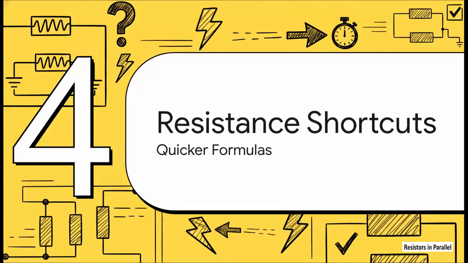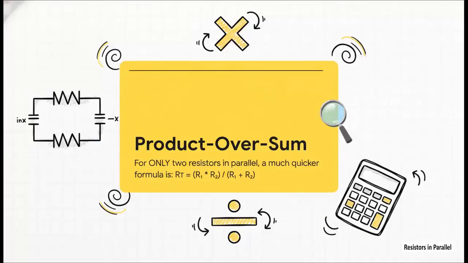But let's be real, it can be a little slow. Thankfully, there are a couple of awesome shortcuts for really common situations that are going to save you a ton of time. When you've only got 2 resistors in parallel, you can use this super slick formula called product over sum. It's exactly what it sounds like. You multiply their values together on top, that's the product, and then you divide that by the sum of their values on the bottom. No reciprocals needed, and it's way faster on a calculator.